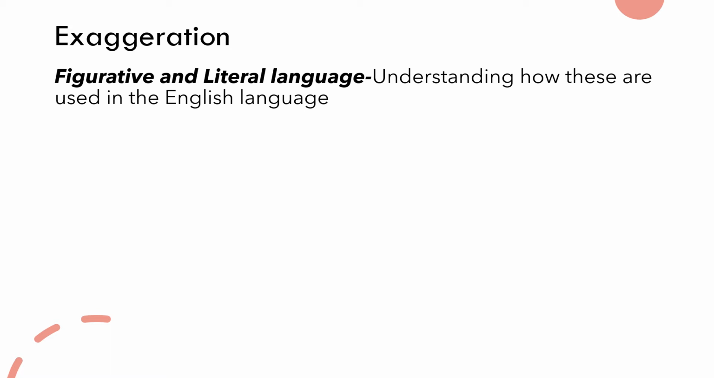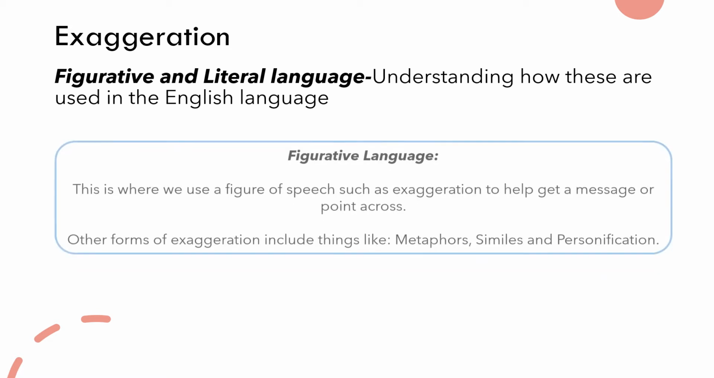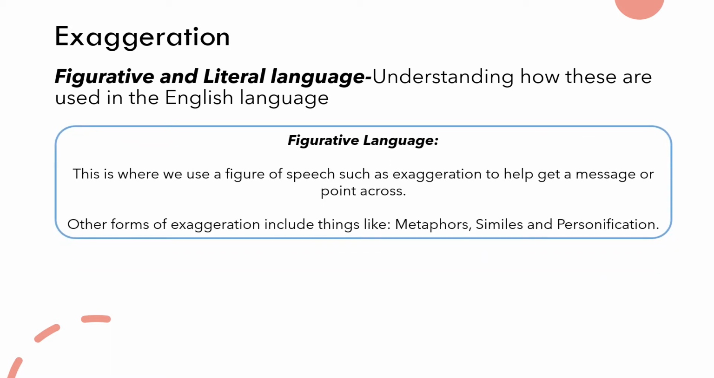Now we're going to look at two main areas of English language, and these can be categorized as figurative and literal language. So first of all, we're going to have a look at figurative language. So this is where we use a figure of speech, such as exaggeration, to help get a message or point across. Other forms include things like metaphors, similes, and personification. If you'd like to learn more about these, then please check out our other videos, and they go into the kind of techniques that you're going to need to know for high levels of functional skills and also your GCSE qualification as well, should you choose to stay with English for that long.